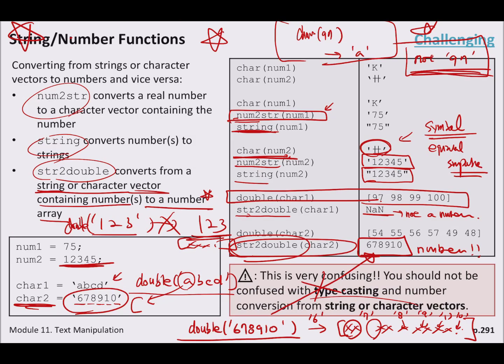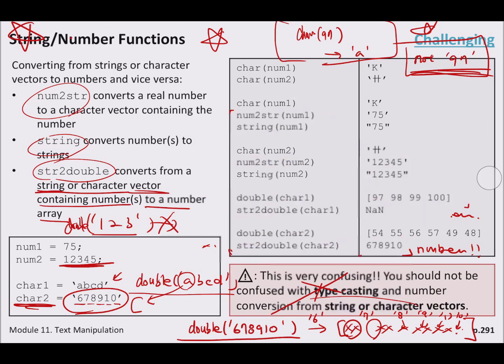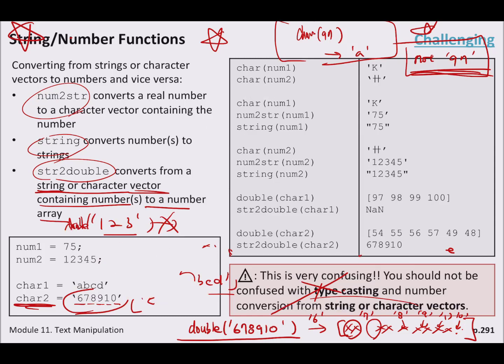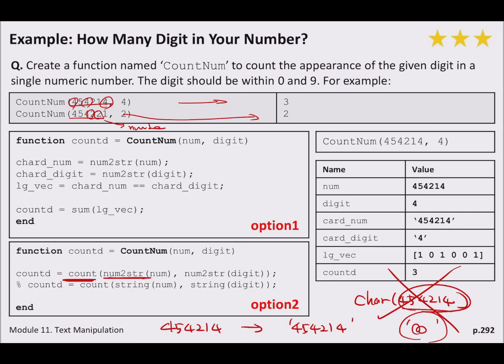Let's go back to this slide. num2str is here. The number is 75. If you put it in num2str, you will get this, right? So to get this one, it's like making a character vector input. You need to use num2str. Then num2str your digit, and for this example, it becomes like this. So if you use this count built-in function, you will get this number.